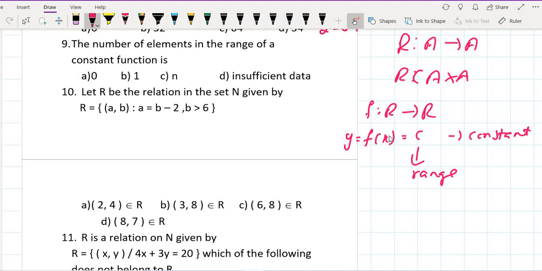In the constant function, after simplification, whatever may be the x value, we are getting the y value c. It is fixed. The range is a set actually. In the range, we are getting only one entry, that is c. So this is the range of the constant function. In the constant function, the range contains only one element. The question is the number of elements in the range. Number of elements in the range is 1. So option B holds good.